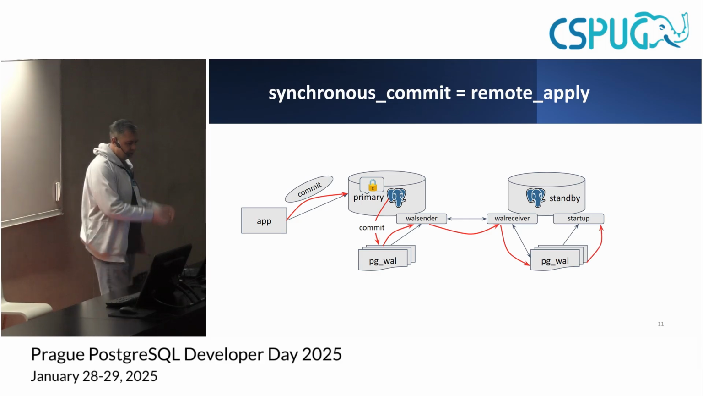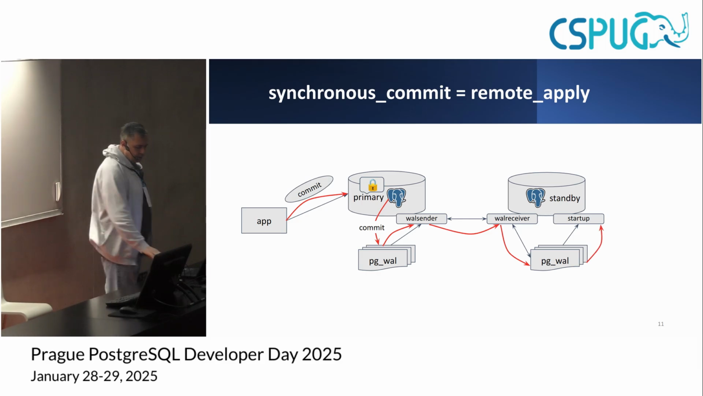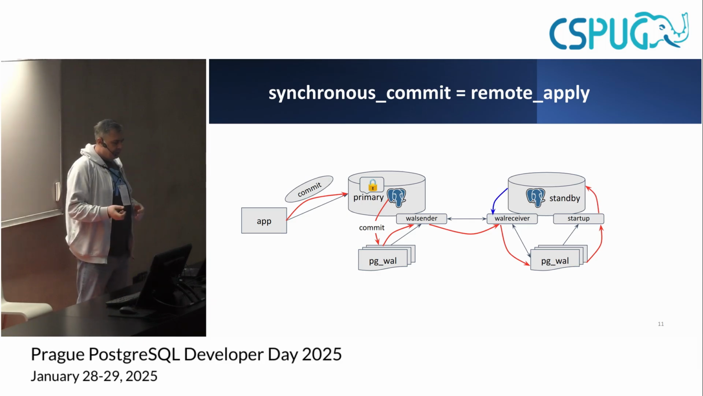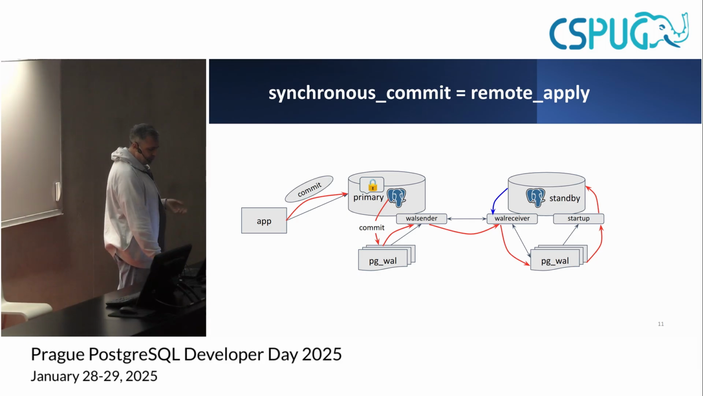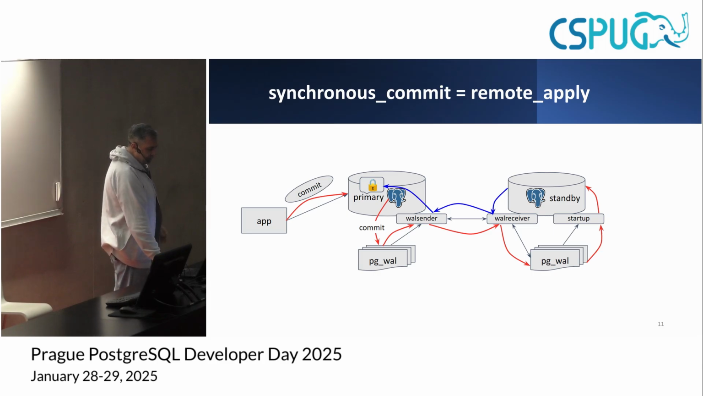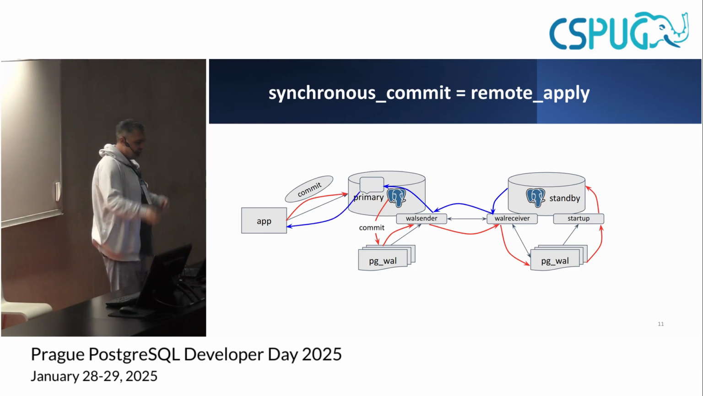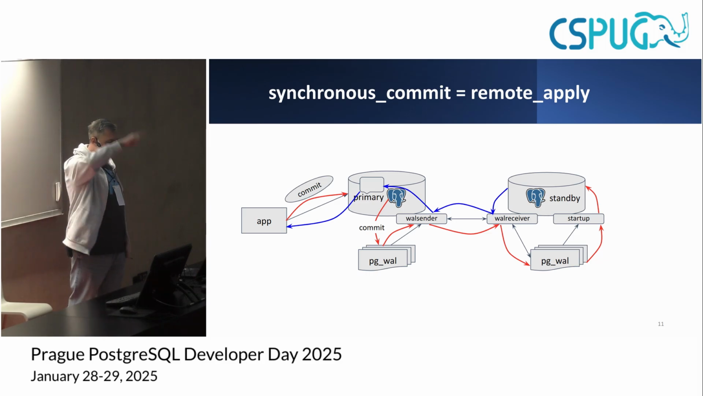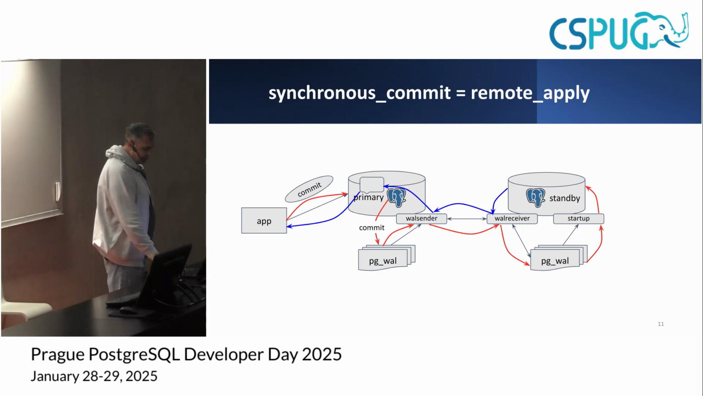Then the startup process reads those records and applies them. The WAL receiver will get notified that the commit record was applied, and send some feedback back to the WAL sender, and only after that, the WAL sender will notify and release locks on the primary, and the transaction will be successfully reported back to the application. So it's a big loop which increases latency.